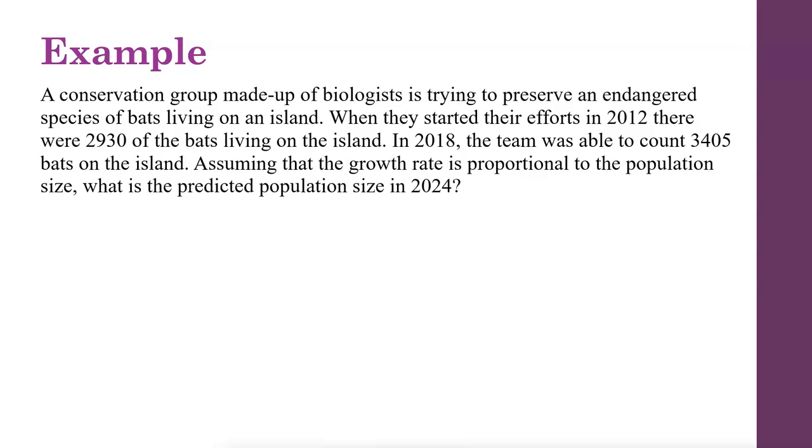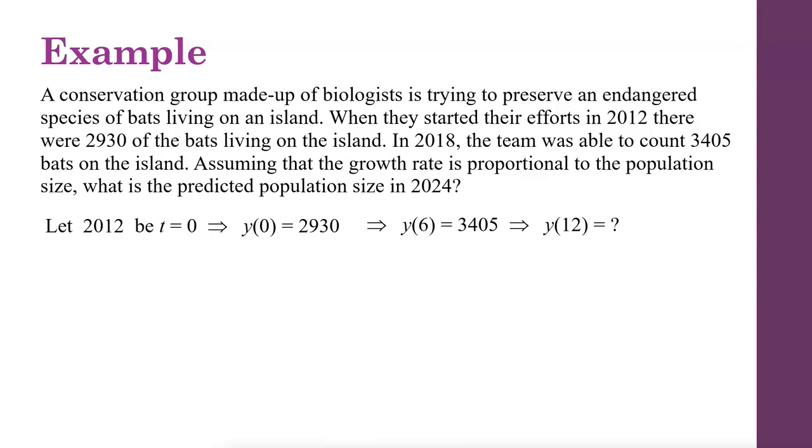Right, so we'll start by putting the information into mathematical notation. We'll let 2012 be t = 0, and that implies that y(0) is 2,930. And we know in 2018, 6 years later, there were 3,405 bats, so that's y(6). And we are asked to find the value after 12 years, in 2024. So y(6) is 3,405, and y(12) we're trying to find.